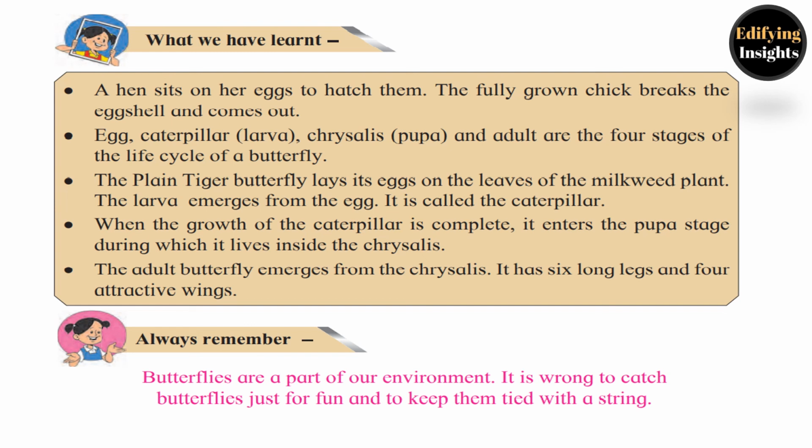The larva emerges from the egg. It is called the caterpillar. When the growth of the caterpillar is complete, it enters the pupa stage, during which it lives inside the chrysalis. The adult butterfly emerges from the chrysalis. It has 6 long legs and 4 attractive wings.